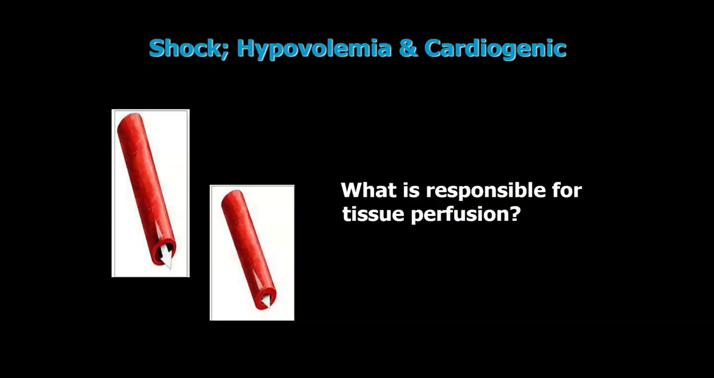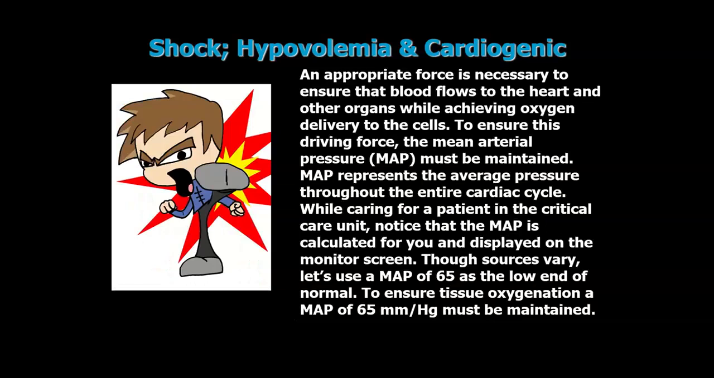So what is responsible for tissue perfusion? In other words, how does it work where oxygen gets dropped off to the cell? I mean, doesn't it just automatically happen? And the answer is no, because an appropriate force, think of this little cartoon guy right here, is necessary to ensure that not only blood flows to the heart and other organs, but that oxygen gets kicked off that hemoglobin, because oxygen is really nice and comfy nestled on the hemoglobin. And so there has to be some kind of driving force that pushes or allows the oxygen to get off that hemoglobin and jump into the cell.